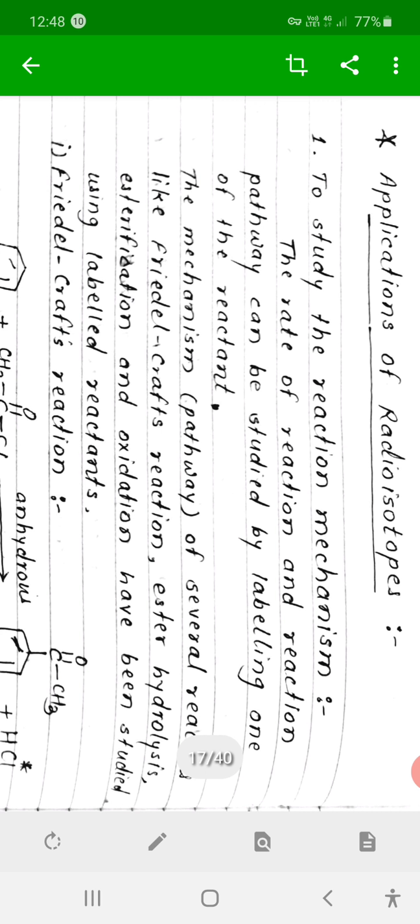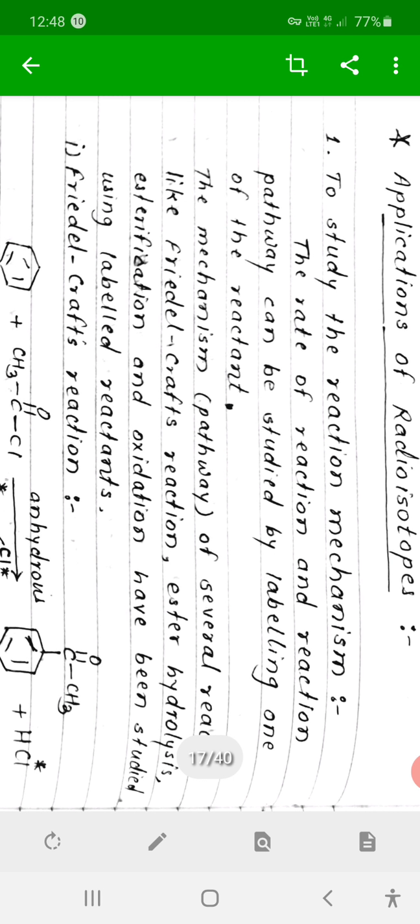there may be a 5 marks question in the question paper on this point, that is, discuss the applications of radioisotopes for 5 marks. Here 3 applications are required to be explained in detail. First application is to study the reaction mechanism. Study of reaction mechanism.